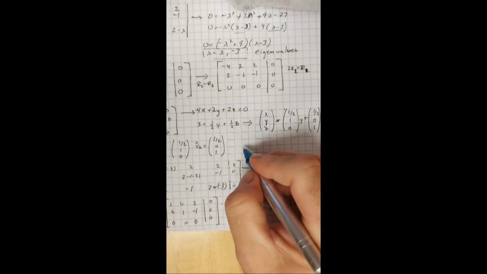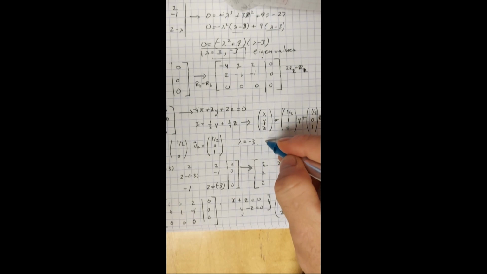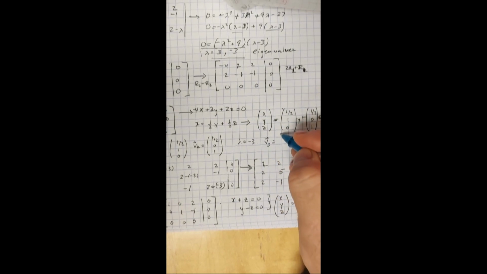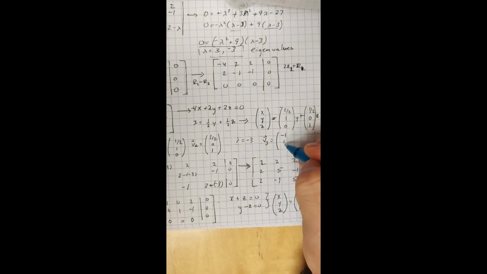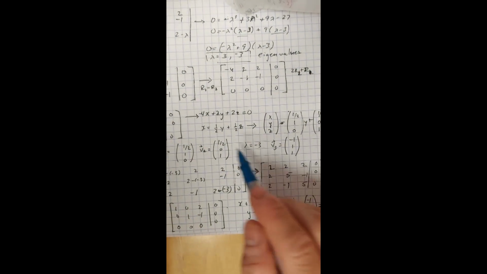So then lambda equals negative 3 has just the single eigenvector v3, which is equal to negative 1, 1, 1. Okay, so those are our 3 eigenvectors, and those are our 2 eigenvalues.